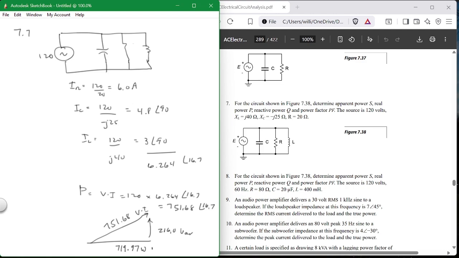And you're done. What's the power factor? Is equal to cosine of theta is equal to what? 0.9578. And that's it. That's all you got to do.